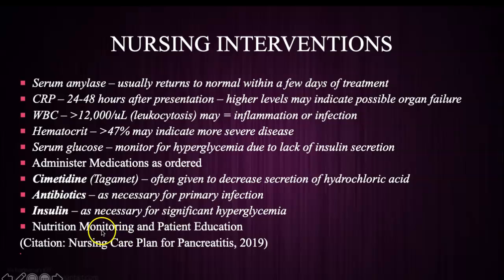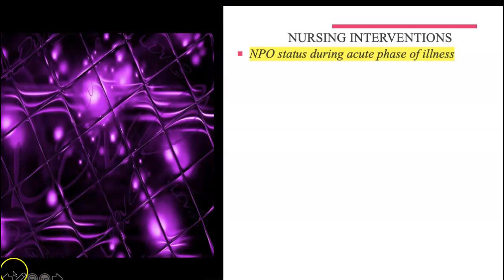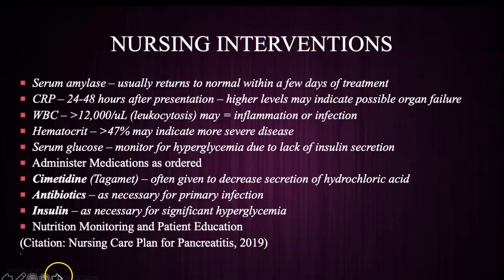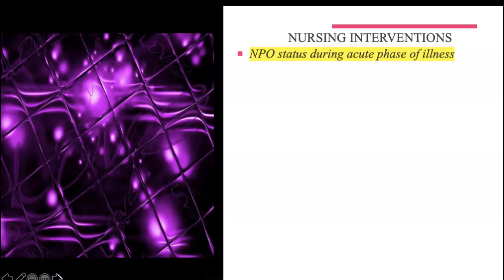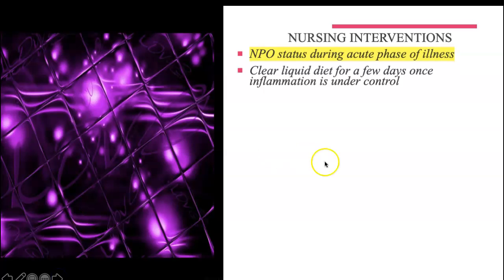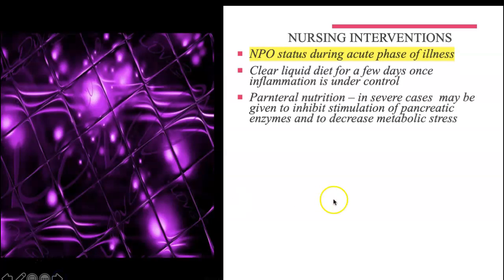Monitoring the kind of foods that the patient is taking, and patient education. So among that patient education is that till the illness is resolved, the acute phase, in order not to aggravate their condition, they are NPO, nothing by mouth. When it does get resolved, the inflammation, they can go on a clear liquid diet for a few days. And if they are severely malnourished, they require parenteral nutrition.